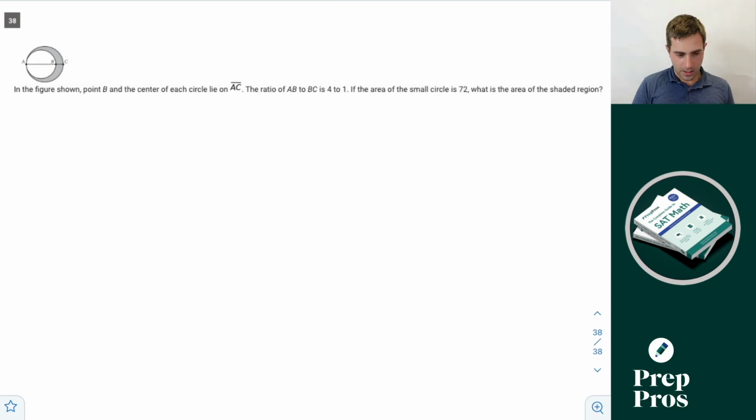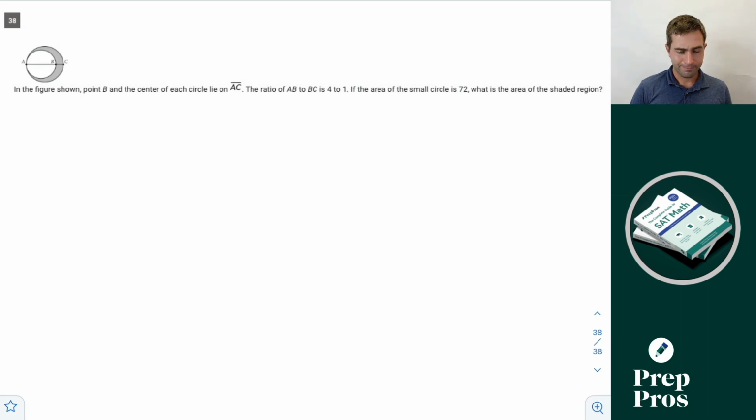All right, should be our nice, fun, tough one back here. The figure shown, point B in the center of each circle lie on AC. The ratio of AB to BC is 4 to 1. If the area of the small circle is 72, what is the area of the shaded region?